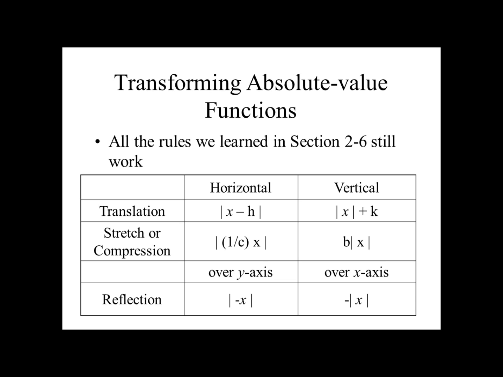Now when we want to transform absolute value functions, everything that we learned in section 2.6 still works. All of my rules about inside changes and outside changes still hold true. When we talk about horizontal translations, we're talking about subtracting a number inside the absolute value, inside with the x. If we want to do a vertical translation, we add that number to the end. Stretches or compressions, again, we divide when we're inside the absolute value, we multiply when we're outside.